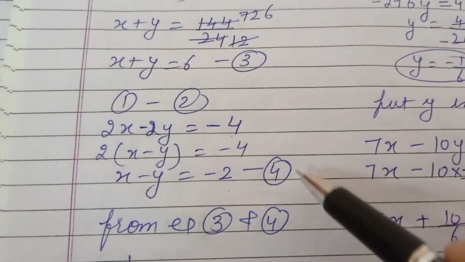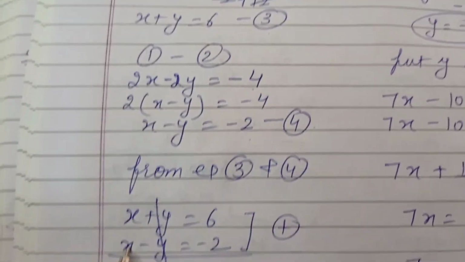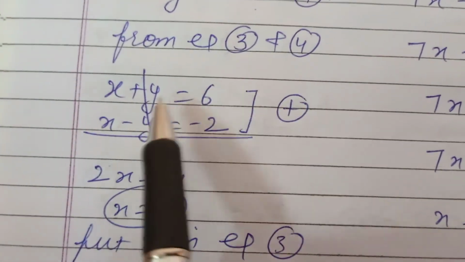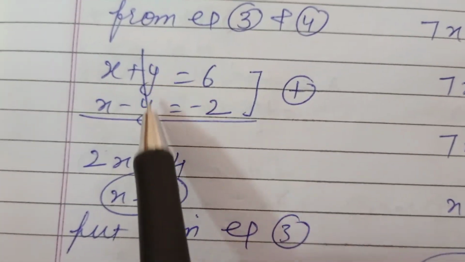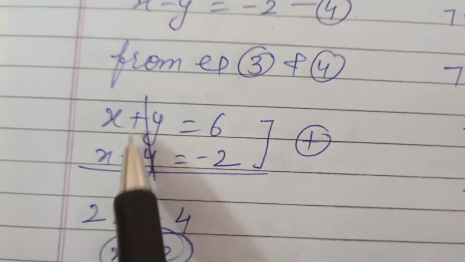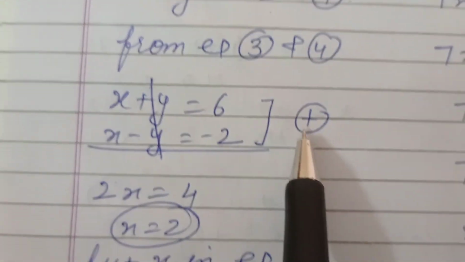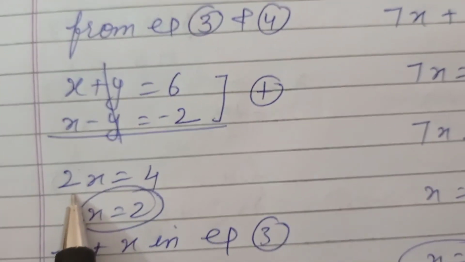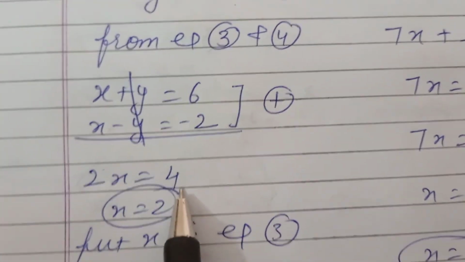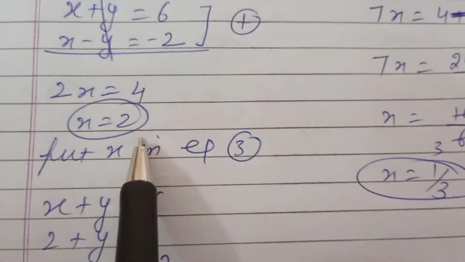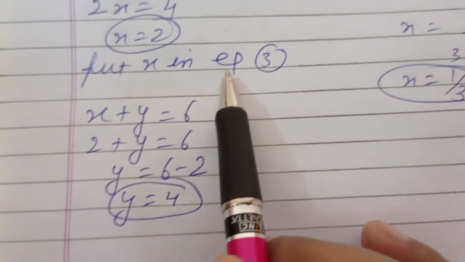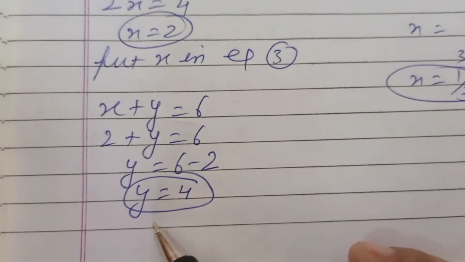So third and fourth equation, how simple they are. You can see this is third equation, this is fourth equation. Now you can see children, here the y are already the same and they are with opposite signs. So if I add them, y and y will get cancelled. x plus x will become 2x. 6 minus 2 is equal to 4. So from here x is equal to 2. Now put this value of x in any equation, either third or fourth, you will get the value of y.